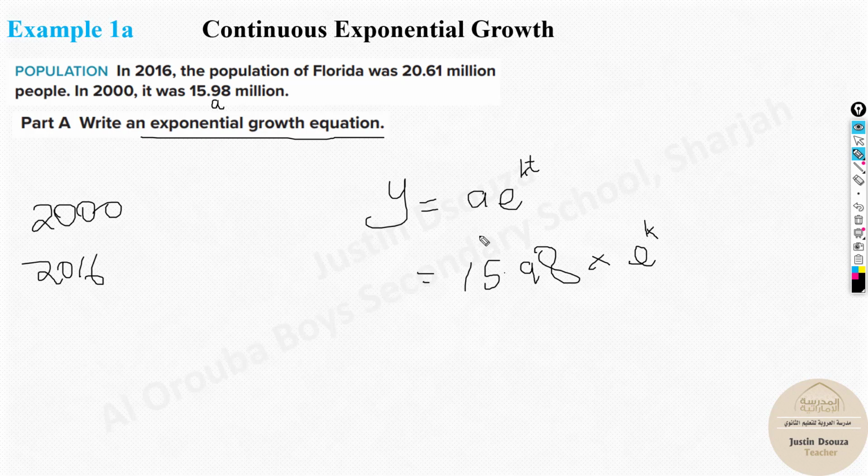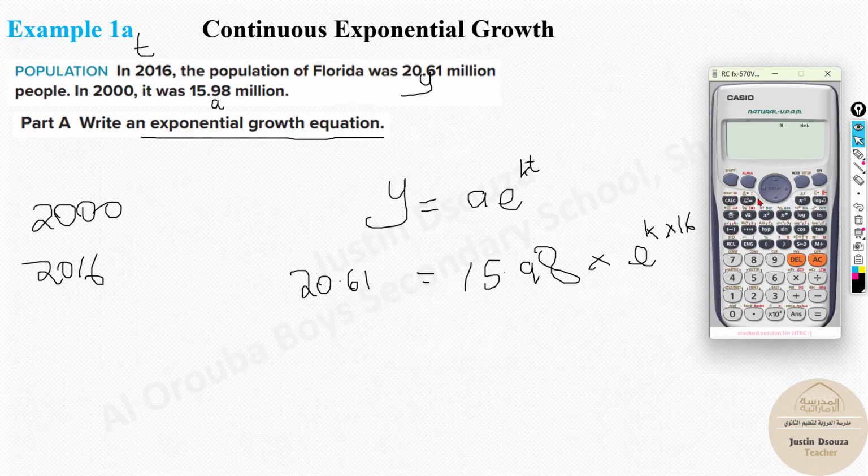K is unknown. What is the time? From 2000 to 2016, time is 16. What is the final? After 16 years, what happened? The population was 20.61. See, now these are all the knowns. We know A, we know Y, we know T. T is the time from these two. So if we put this in the equation, we will find the K value. So this is what we are going to do now, because we need all the variables, right? This constant is very important. T will be given, A will be given, Y will be given, E is constant. K now can be found out.